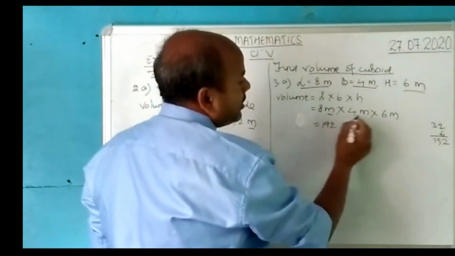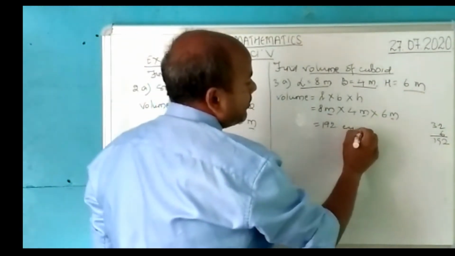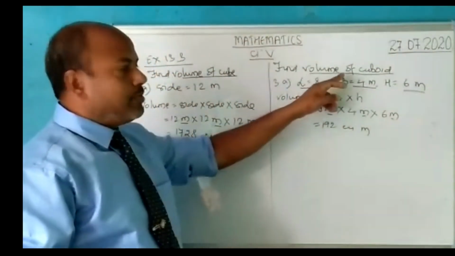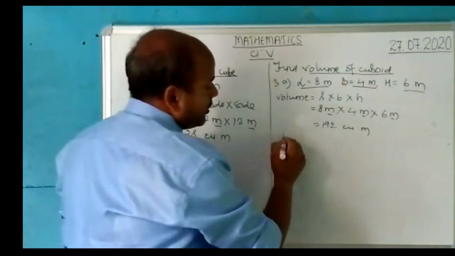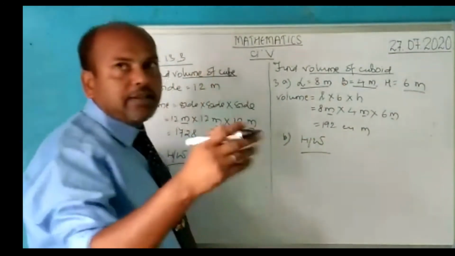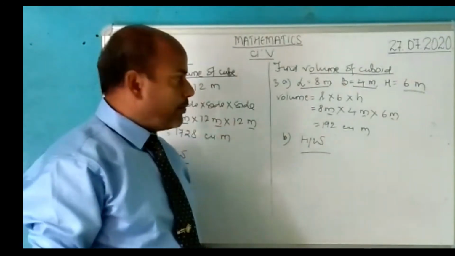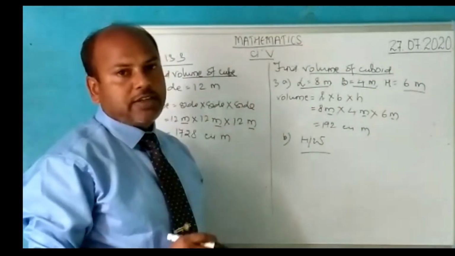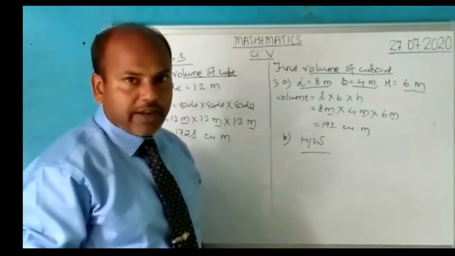192, you have meter into meter into meter is cubic meter. So this is the calculation of the volume of a cuboid. I suppose you understood it. Number B I am giving you as homework, but in the meantime I will be sending the PDF file also. So this is number 2 and 3, and now concentrate, get ready for question number 4 and 5.